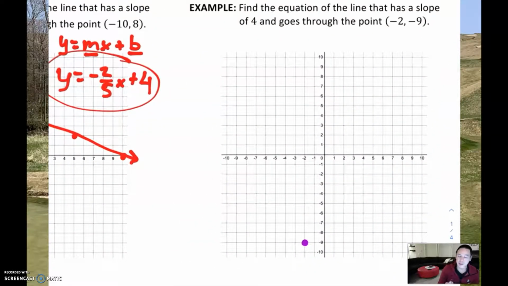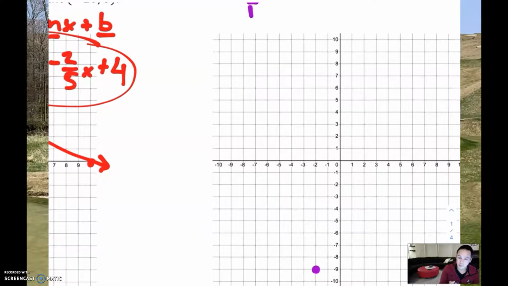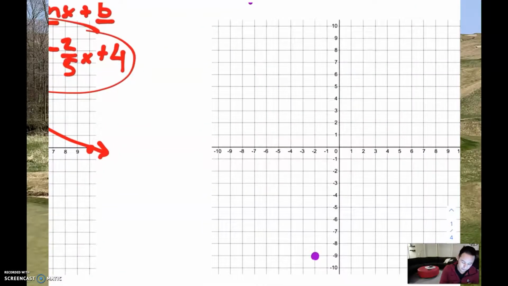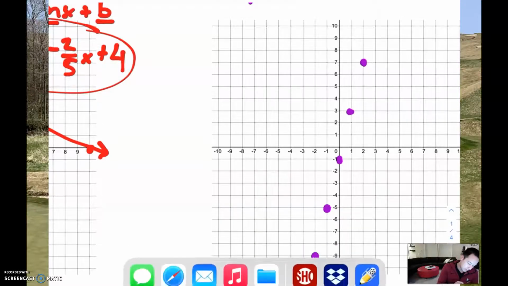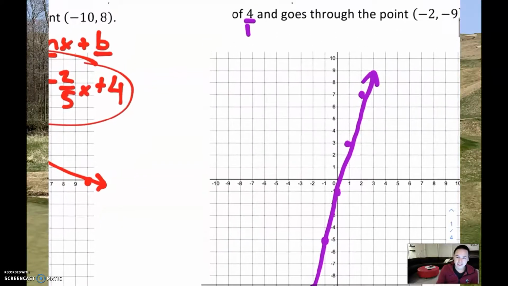Now we know it has a slope of 4. So since it has a slope of 4, you can think of that as 4 over 1. So from that point that we plotted, we're going to go up by 4 over 1, up by 4 over 1, and we'll continue that pattern until we no longer have any more room. And then we'll connect it. No, maybe not. I'll start from up here. And then that's going to be the line that meets that criteria.